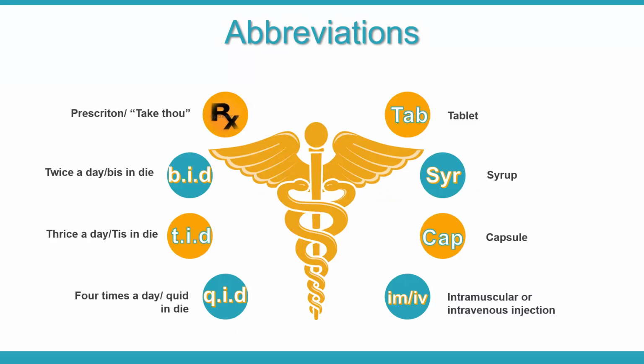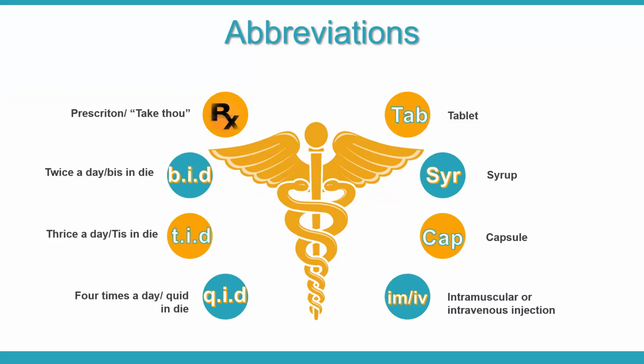RX means take thou, or it's a prescription, like you can take the following medicine is what it means. Then BID is bis and die, which means twice a day. TID is tis and die, thrice a day. QID is quid and die, or 4 times a day. So these are the dispensing instructions.